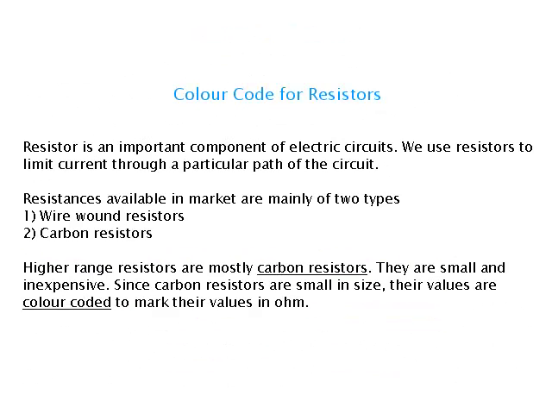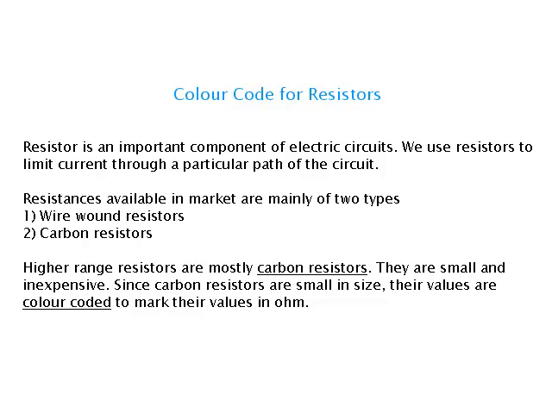Color code for resistors. Resistor is an important component of electric circuits. We use resistors to limit current through a particular path of the circuit. Resistances available in market are mainly of two types. First, wire wound resistors. Second, carbon resistors. Higher range resistors are mostly carbon resistors. They are small and inexpensive.